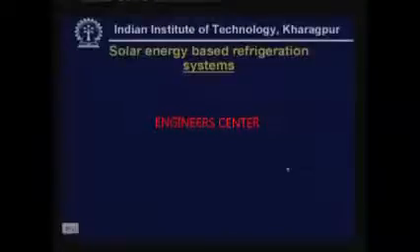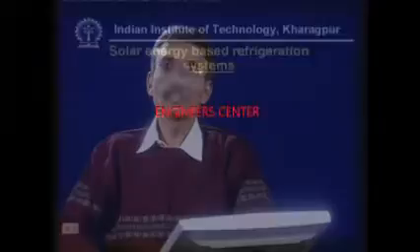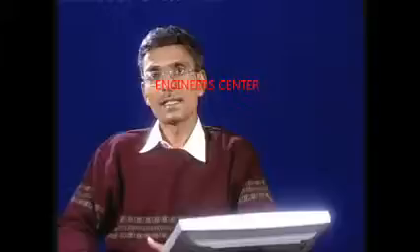Now let us look at solar energy based refrigeration systems. Right from the 1950s, people have been trying to use solar energy for providing refrigeration. Actually, this is a perfect match. If we can use solar energy for providing refrigeration, it's a good match, because the availability of solar energy matches with the demand for refrigeration. For example, on a hot day you require refrigeration. On a hot day, the sun is available. So this is the motivation for developing solar energy based systems.